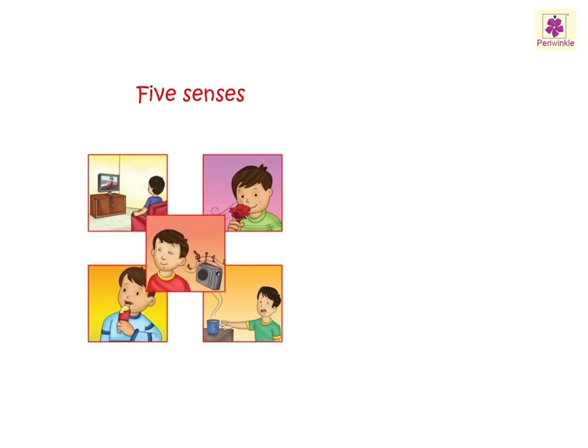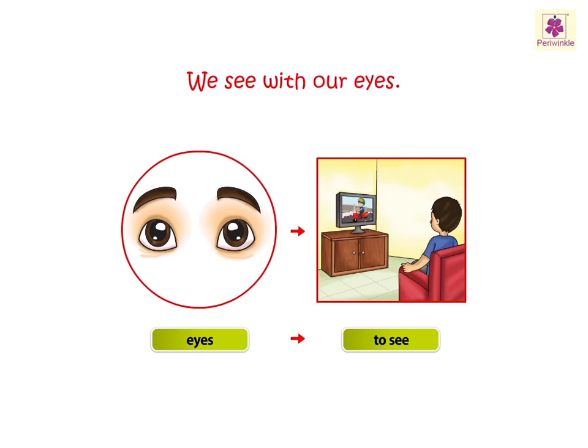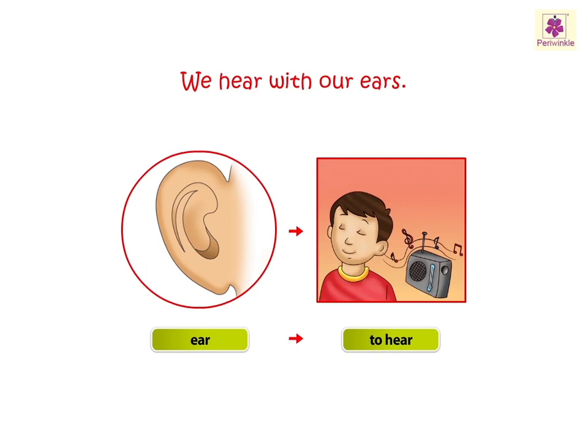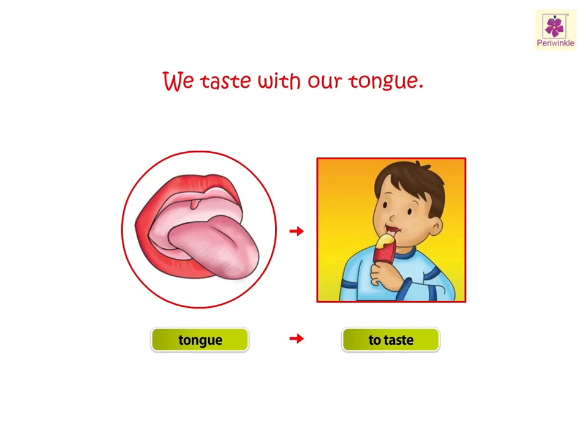Five senses. We have five senses and five sense organs. We see with our eyes. We smell with our nose. We hear with our ears. We taste with our tongue. We feel with our skin.